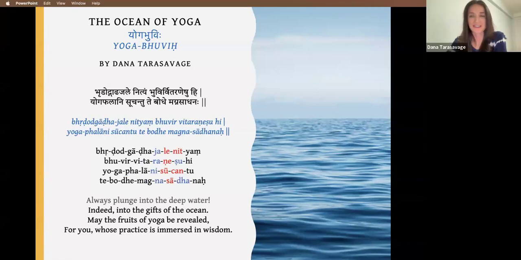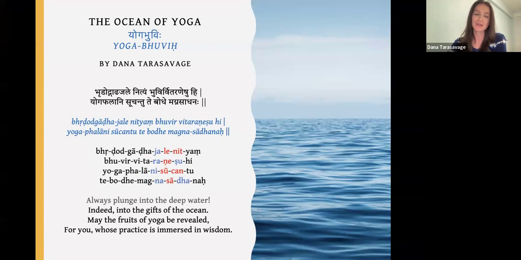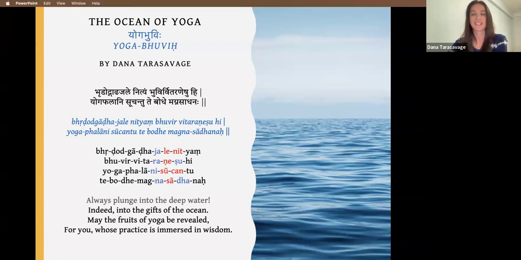So that was the first sort of setup. And here we have the resolution. So the yogi should always plunge into the deep water, indeed into the gifts of the ocean. May the fruits of yoga be revealed for you whose practice is immersed in wisdom. This one has some tongue twisters, so bear with me in the Sanskrit.